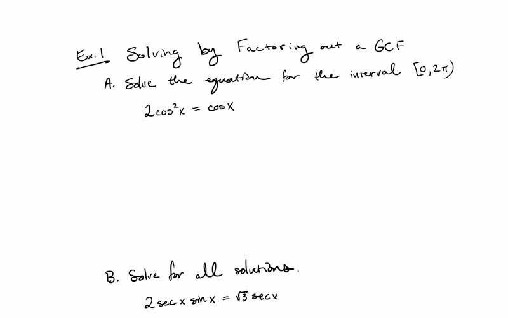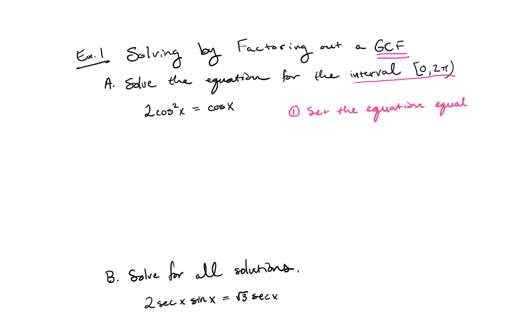Here we go. So the first kind is we're going to solve by factoring out a greatest common factor. So the instructions say solve the equation for the interval 0 to 2 pi, which means we're just going to find our answers. So the first thing we're going to do is set the equation equal to 0.